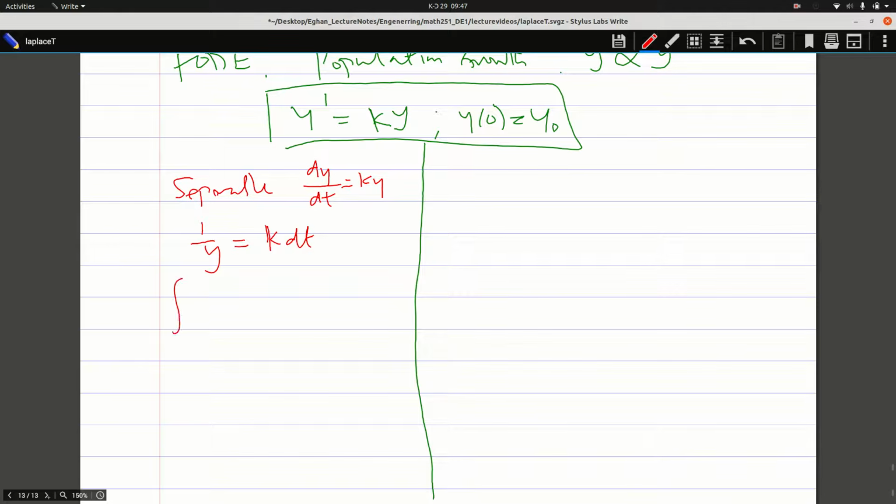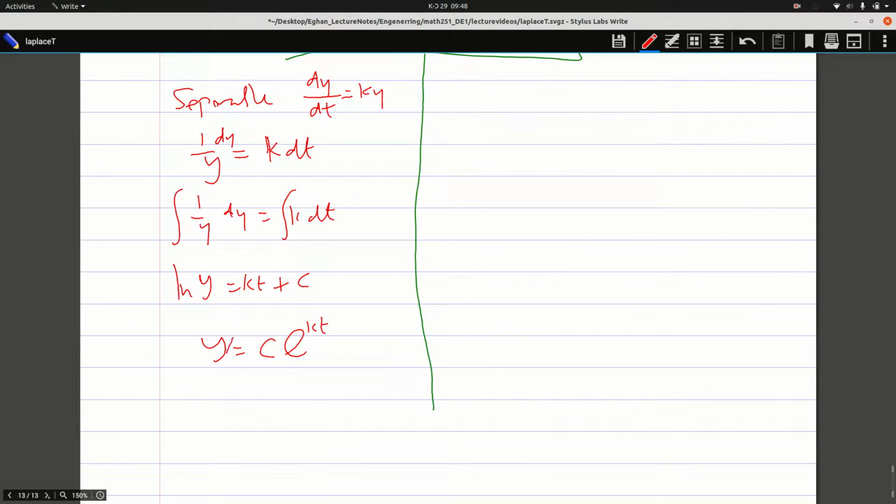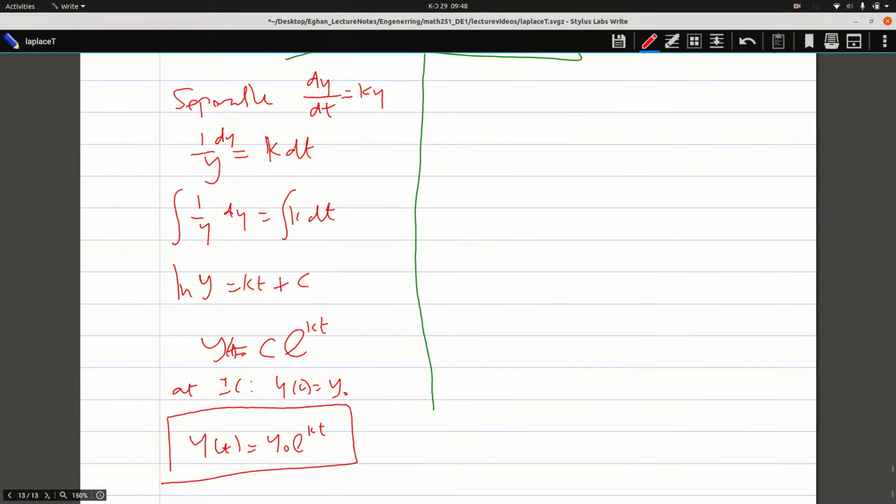What do I do? I integrate both sides, and I get ln y is equal to kt plus some constant of integration. I can simply take the exponential of both sides. So let me quickly do that, and then you're going to get something like this, y of t. Now I want to solve at the initial condition given, that is y at 0 equal to some y naught. It means I'm looking for a particular solution, and we're simply going to have this as y naught e to the kt. You can all have this solution, so I wouldn't want to waste time on that.